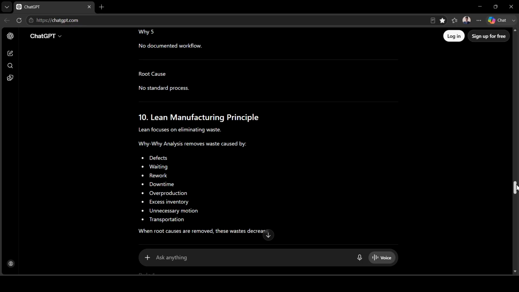Why analysis removes waste caused by defects, waiting, rework, downtime, overproduction, excess inventory, unnecessary motion, and transportation. When the root causes are removed, these wastes decrease.